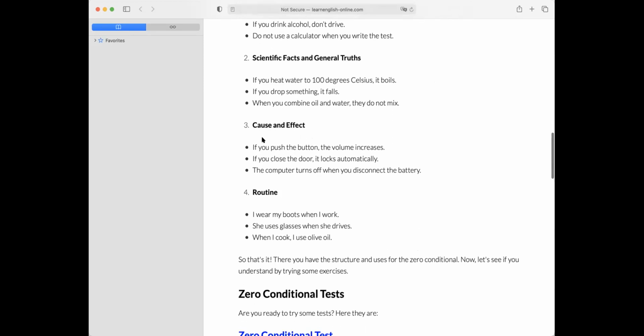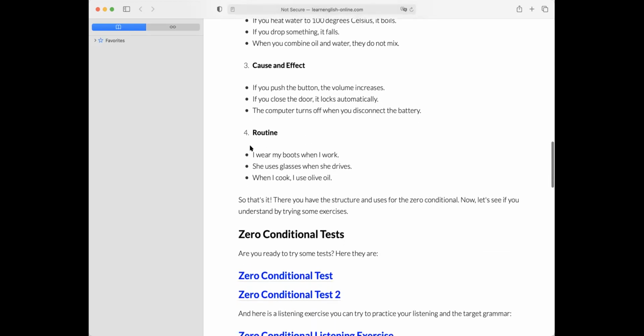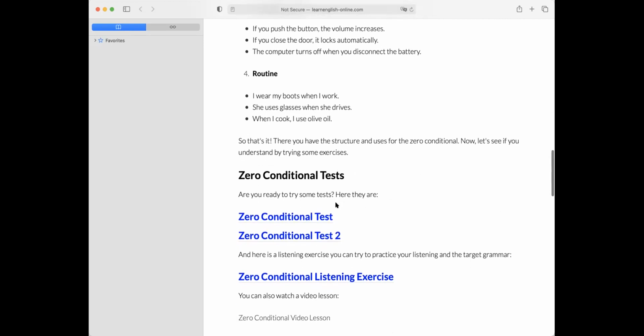Cause and effect: if you push the button, the volume increases. Entonces, para causa y efecto, si usted oprime el botón, pues sube el volumen, and so on. And for routines, I wear my boots when I work. Entonces, llevo mis botas cuando trabajo. She uses glasses when she drives. Entonces, ella utiliza sus gafas cuando conduce. When I cook, I use olive oil. Cuando cocino, utilizo aceite de oliva.